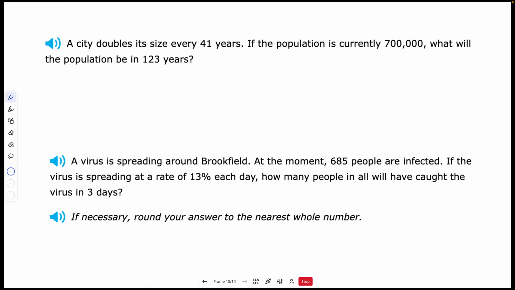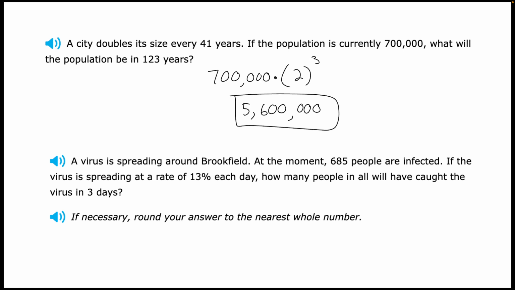Okay, now that you've had time to work these problems, let's check your solutions. For the first problem, here is the work. You should have gotten 5,600,000. The growth rate is doubling, so that's why I put a 2 here. And then it happens 3 times because every 41 years it doubles. So 41 years is 1, then another 41 years is the second time, and then another 41 years is the third, so 3 times total that it doubles.